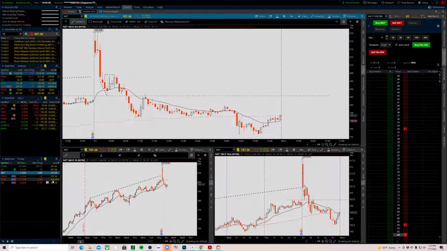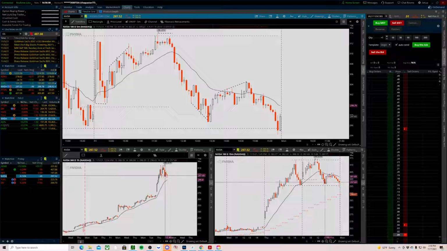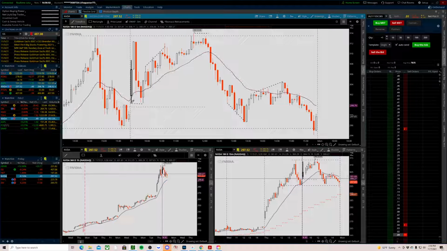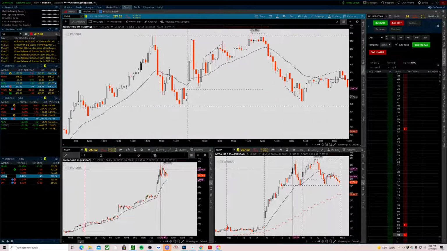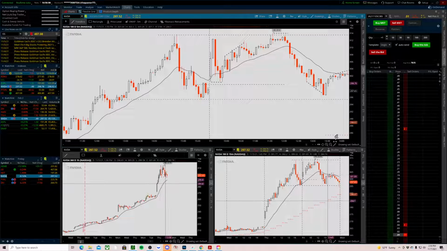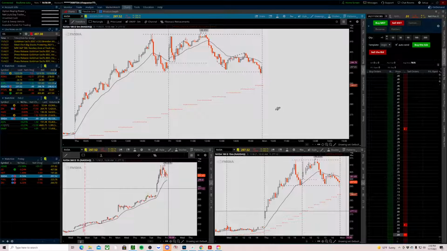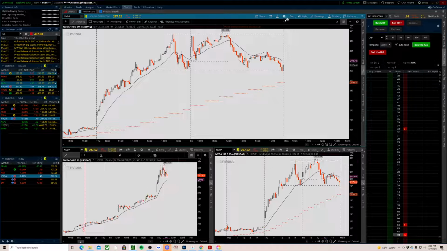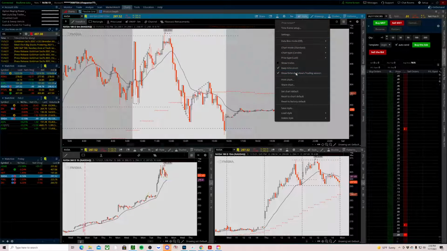Then the next one was NVDA. NVDA I did take. I remember looking at this, we went long. So this is what I learned, my analysis of this was pretty cool. If we show extended hours, why I decided to trade the way I did.